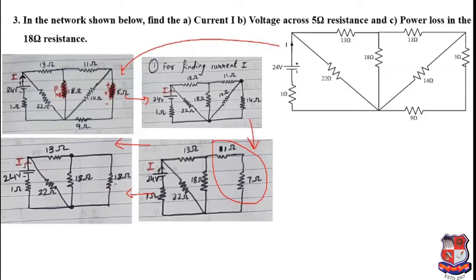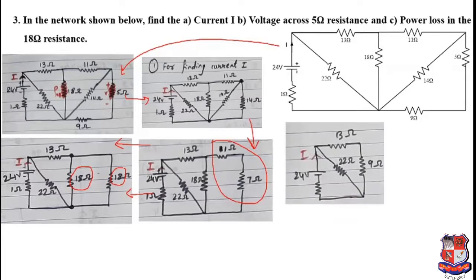Again, I had mentioned earlier that if two equal resistances are connected in parallel, then their parallel equivalent will be exactly half of either of the two resistances, because they are of the same value. So you will get the equivalent to be 9 ohms. Over here you can see it is now 9 ohms. This 9 ohm is now connected in series with 13 ohm, so the equivalent comes out to be 22.